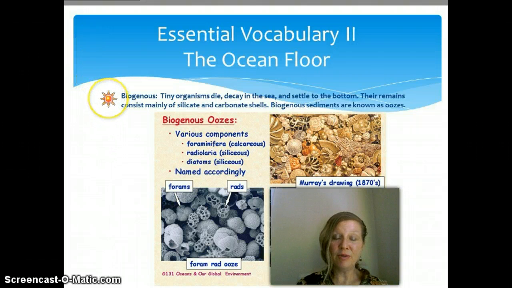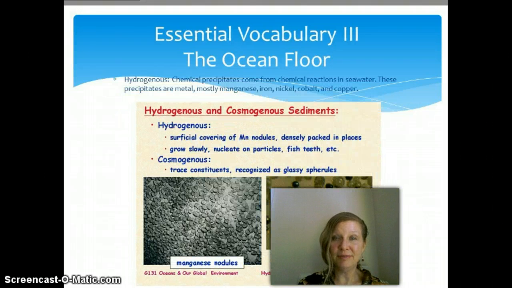For instance, biogenous material comes from tiny organisms that, when they decay in the sea, settle to the bottom, and their remains mostly consist of silicate and carbonate shells. The parent materials are generally the foraminifera, the radiolaria, and the diatoms, and they're named accordingly. They're known as biogenous oozes. It's a very exciting word.